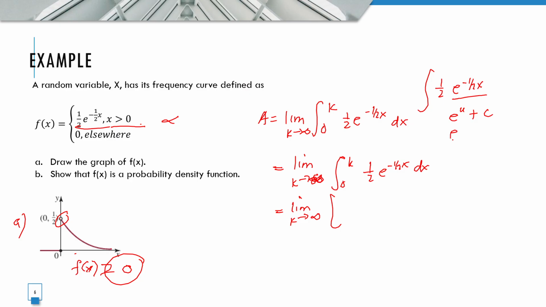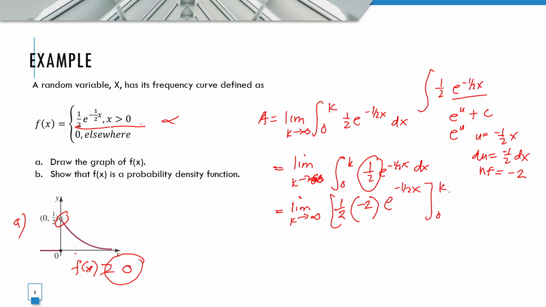Okay, so what is e raised to u? Our u here is negative 1 half x. Our du is equal to negative 1 half dx. So therefore, our neutralizing factor is negative 2. We need to have a neutralizing factor. So we will just put 1 half here, then the neutralizing factor of negative 2, e raised to negative 1 half x, and the limit from 0 to k.